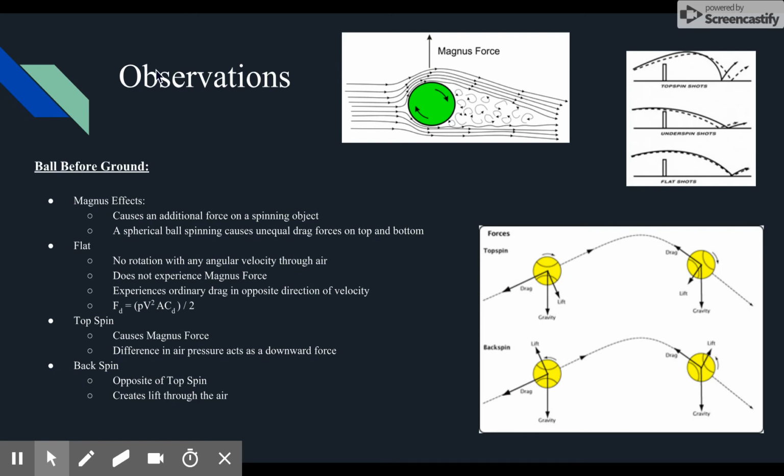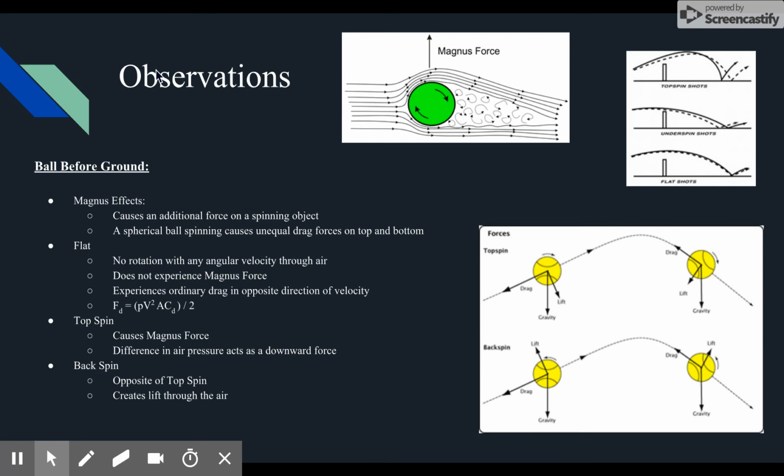Here are some observations of the tennis ball before it hits the ground. However, before we talk about that, let's talk about the Magnus effect. The Magnus effect causes an additional force on a spinning object, or in our case, a tennis ball. A tennis ball spinning causes unequal drag forces on top and bottom. Reference the illustration at the top, and notice how different drag and pressures around the ball would change its direction through the air. The first spin we will look at is a flat spin.